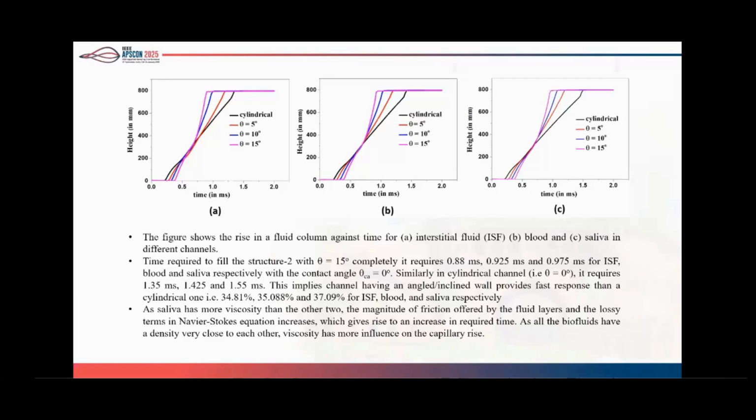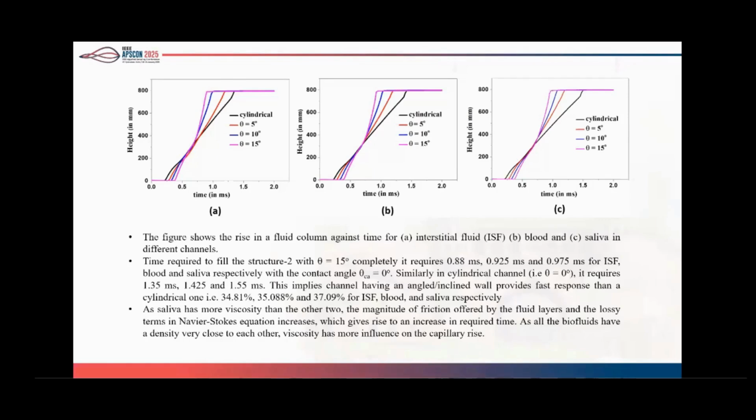Similarly, for the cylindrical channel, it requires 1.35 millisecond for ISF, 1.425 millisecond for blood, and for saliva, it is 1.55 millisecond. So the overall calculation shows that our angled wall structure gives a faster response than the cylindrical one, around 34.8%, 35.088%, and 57.909% for ISF, blood, and saliva respectively.